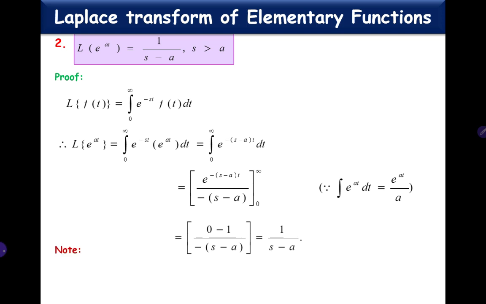Then what is L of e power minus at? If we put minus a in place of a, we get 1 by s minus of minus a, that is 1 by s plus a. So the Laplace transform of e power minus at is 1 by s plus a. For example, the Laplace transform of e power minus 5t is 1 by s plus 5. The Laplace transform of e power minus t by 2 is 1 by s plus 1 by 2.